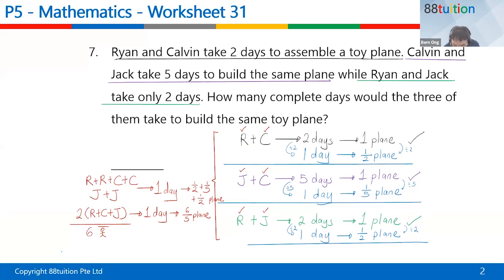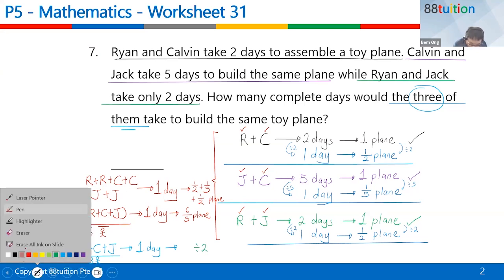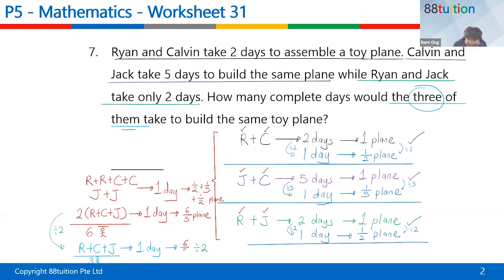The question is asking how many complete days would 3 of them take. There's only 3. So you must get rid of the evil twin. You're only left with Ryan, Kelvin, and Jack, 3 persons only. This 3 persons in one day will take how many parts of the plane? You get rid of 1 set, so down here you also must divide by 2, because you got fewer people completing the plane now.